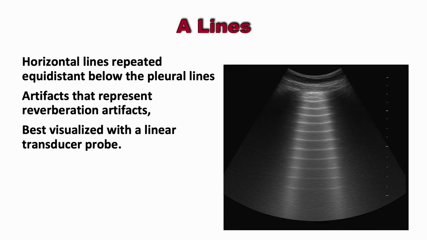First thing we notice, A lines. Those are repeated equidistant lines below the pleural line. They look like different pleura. Those represent reverberation artifact when the ultrasound beam reflects back and forth between the reflectors.